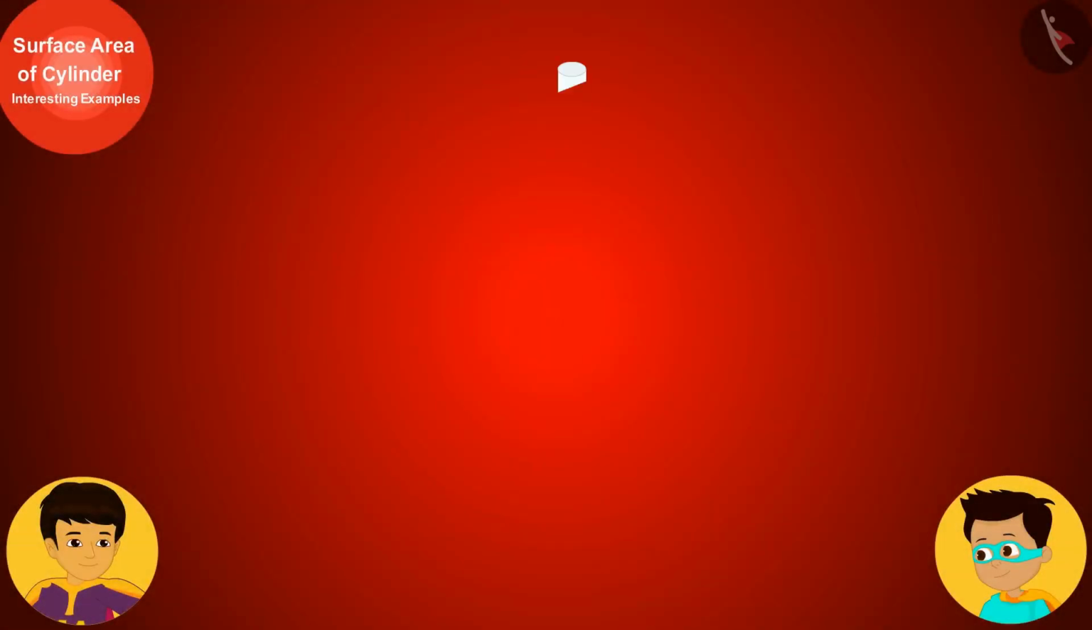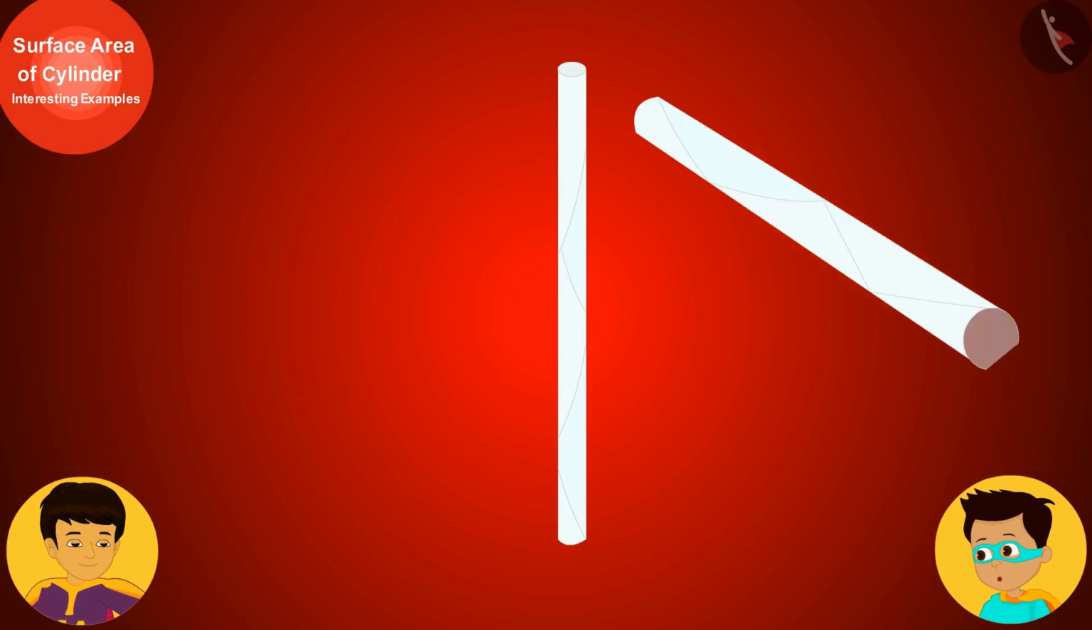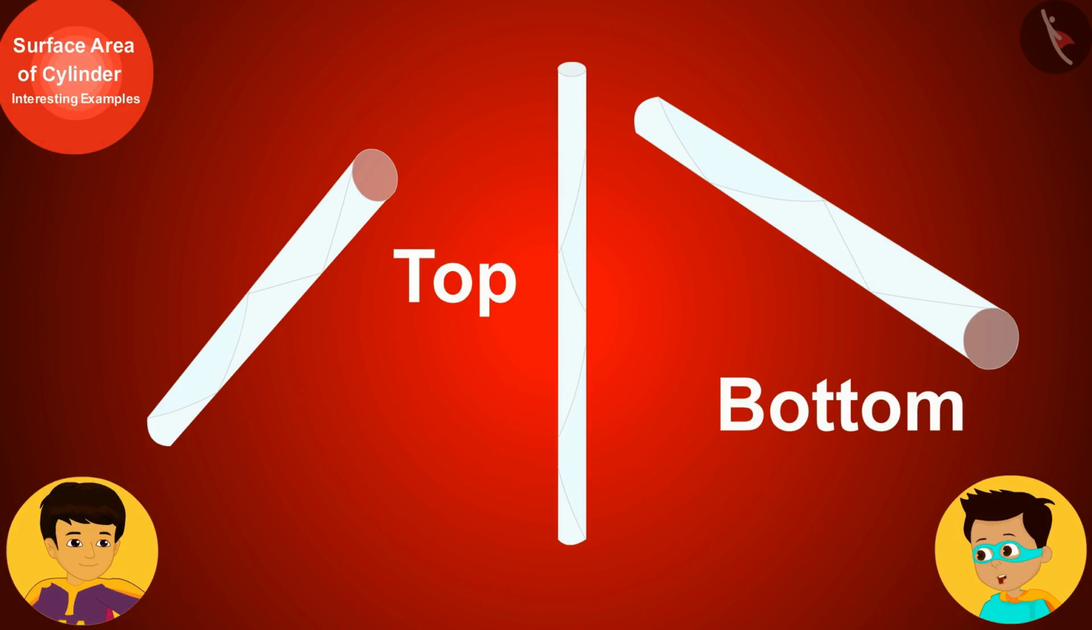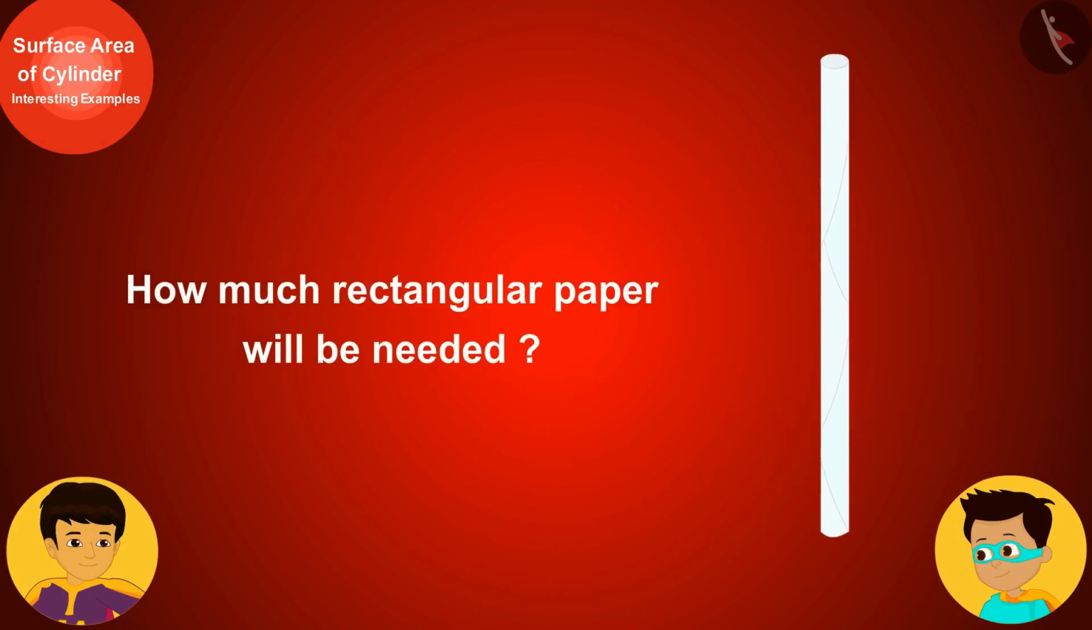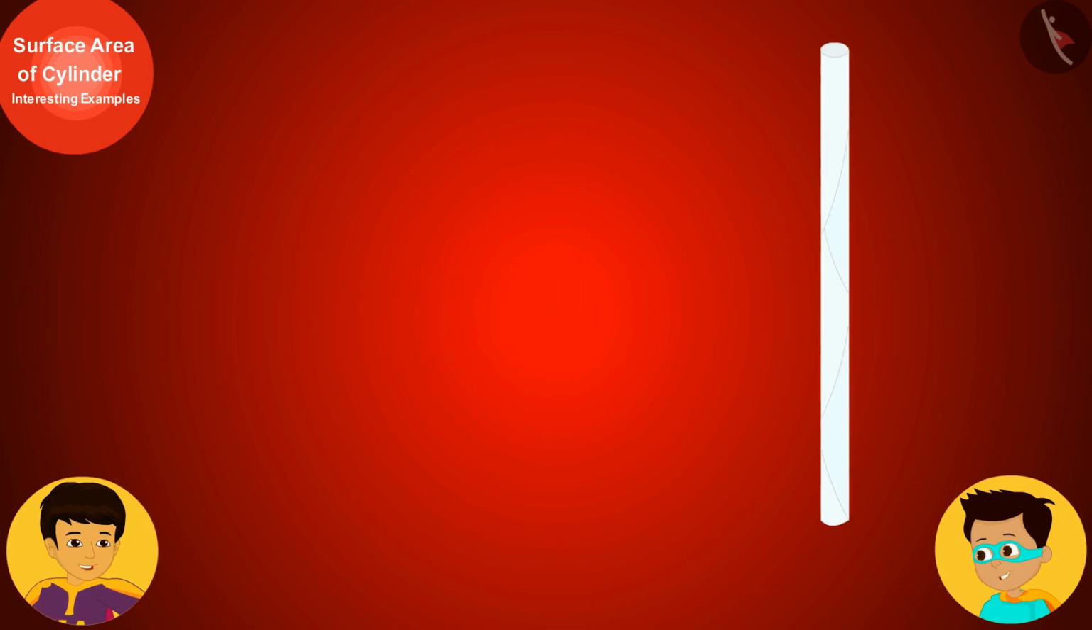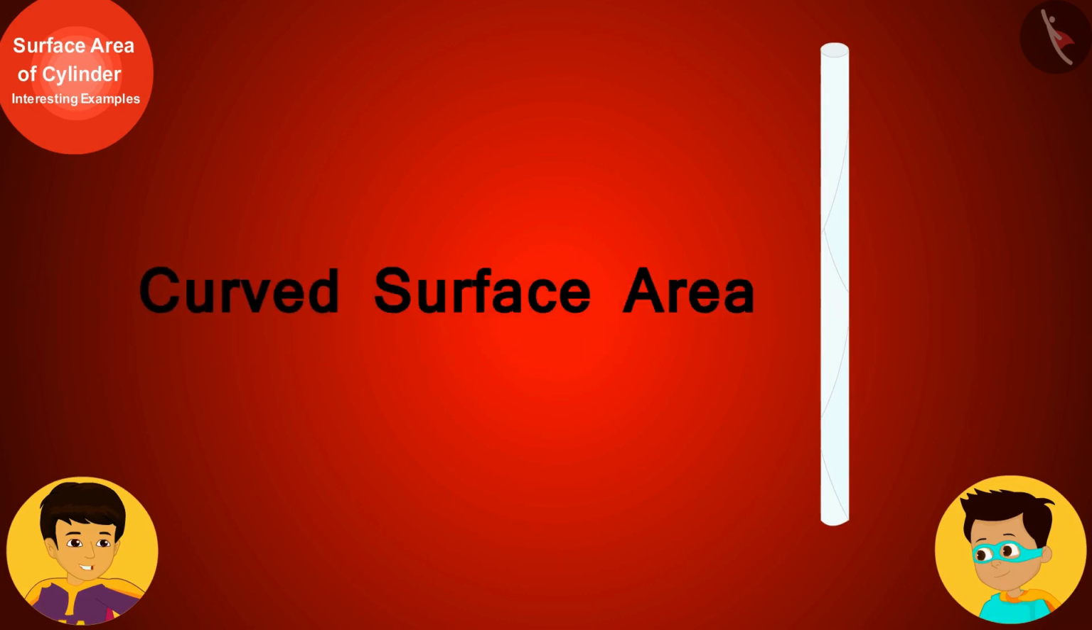Look, Manas, I have drawn a straw here. This straw is in the shape of a hollow cylinder, the top and bottom of which are not present. That's right. This means that to find out how much rectangular paper we need to make a straw, we have to find the curved surface area of a straw.